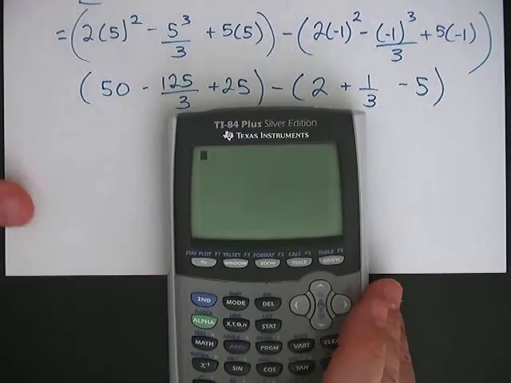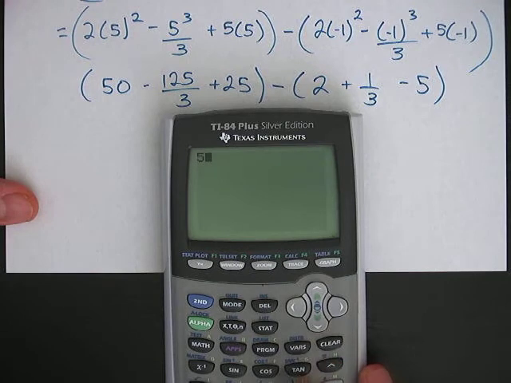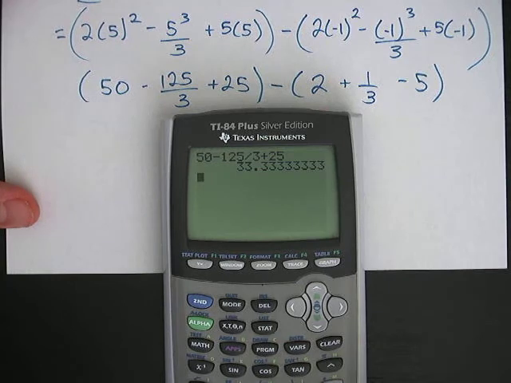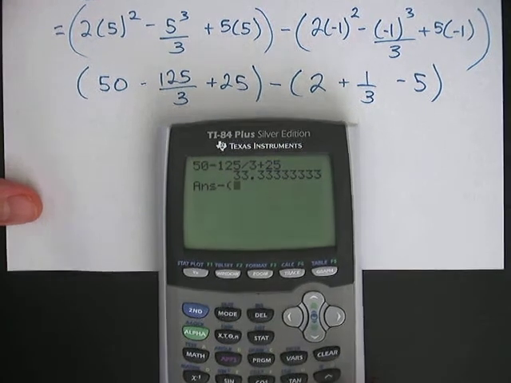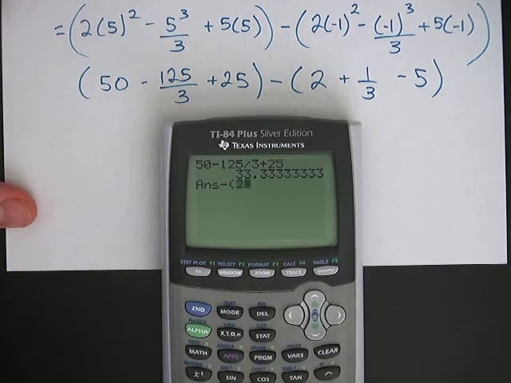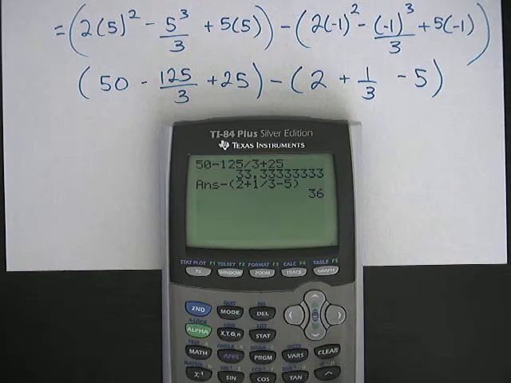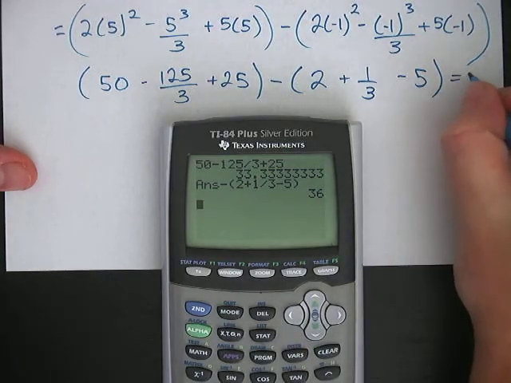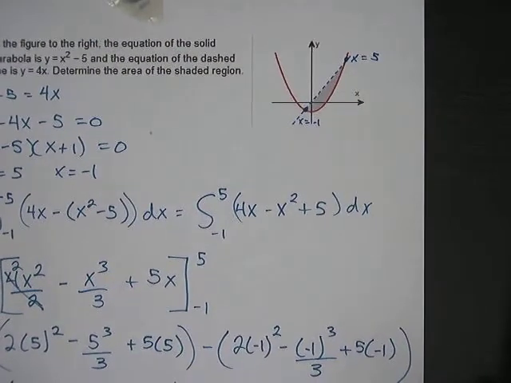Okay, so 50 minus 125 over 3 plus 25, minus, let's put this in parentheses because it's still minus the whole thing in there, 2 plus 1/3 minus 5. And it looks like we get an answer of 36. So 36 is the area between that line and that parabola.